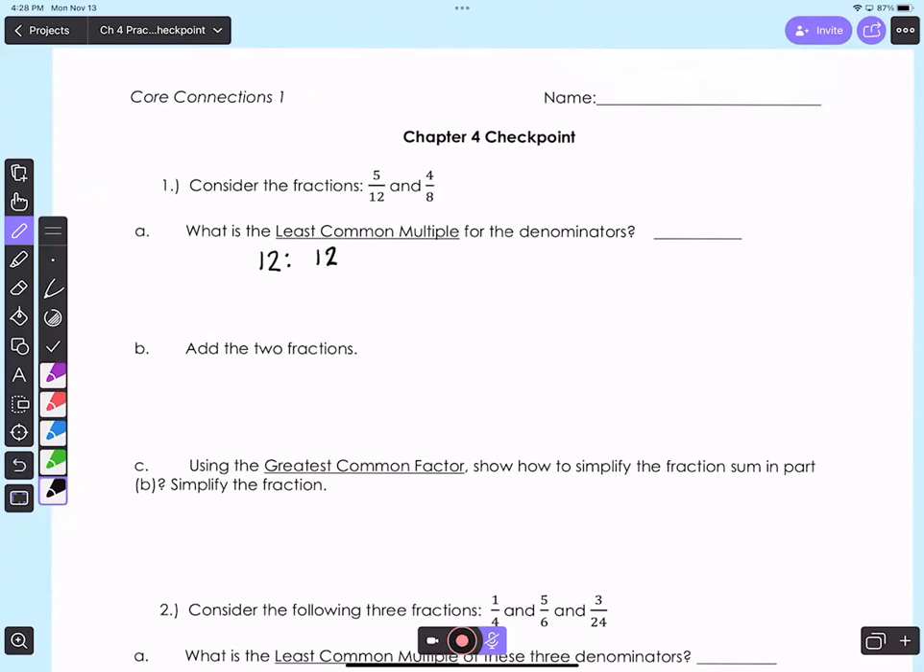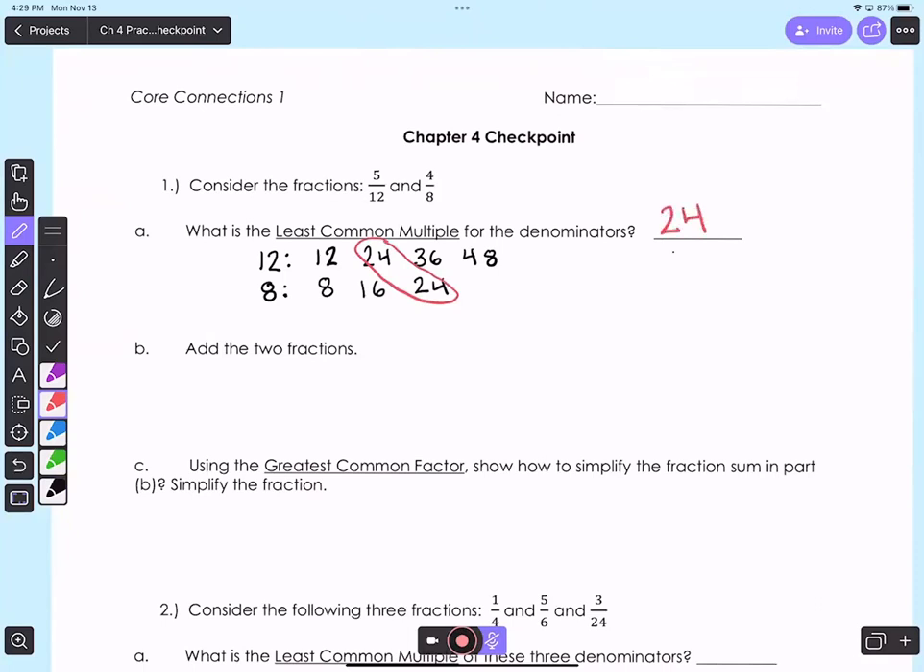So we have 12, 24, 36, 48, you keep going. I tend to stop and do the other one and then add more if I need to. 8, 16, 24. Oh, we have a match. So the smallest number they both have on the list is your LCM.